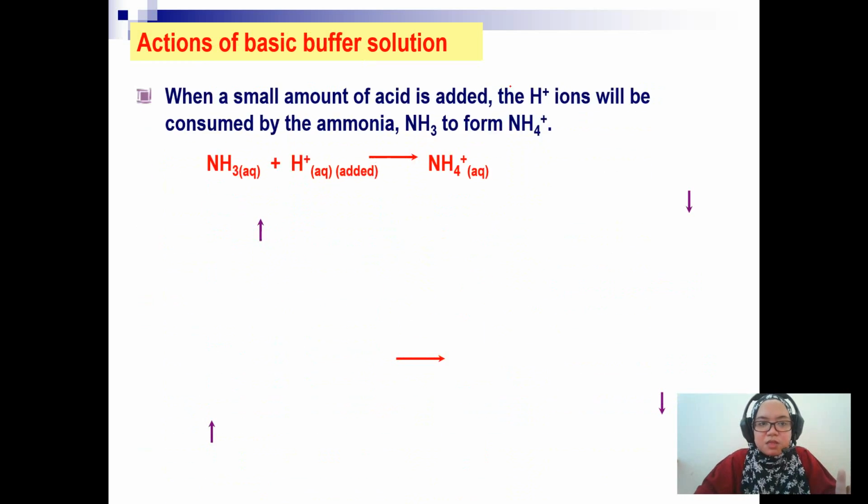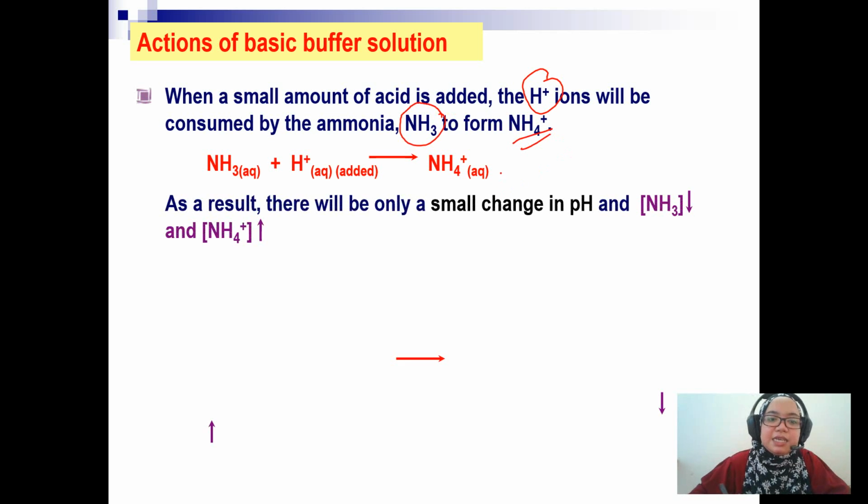Okay? Alright. So now kita tengok kepada action of basic buffer solution. So sama juga, dia ada dua case lah dekat sini. Kalau kita add strong acid dengan kalau kita add strong base. So let's see. If we add a small amount of acid, okay, kita ada H plus ion kat sini, it will be consumed by a weak base to form NH4 plus cation.